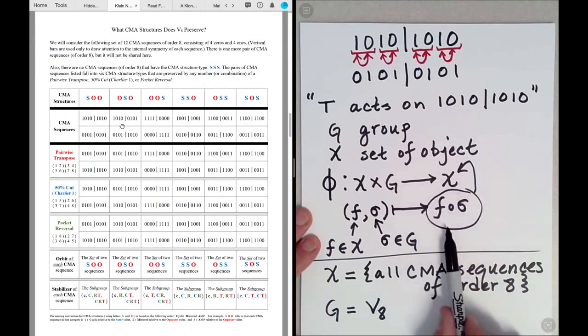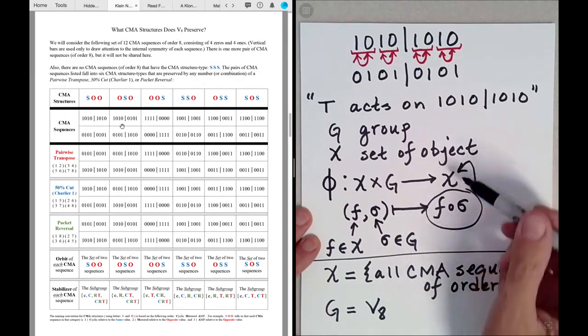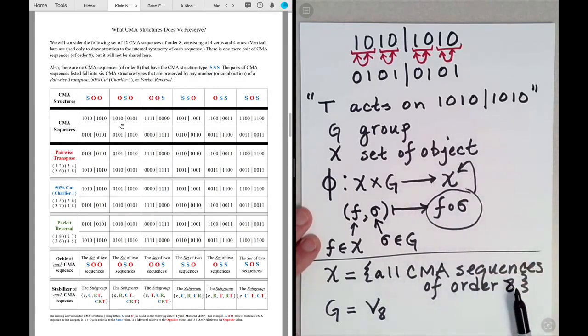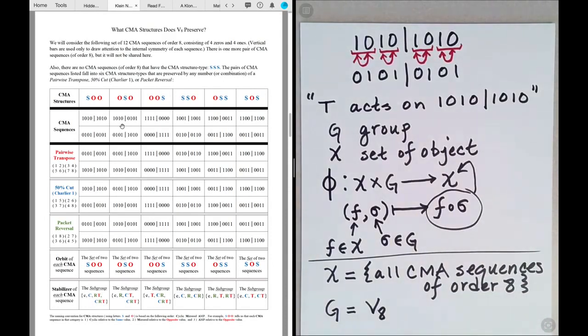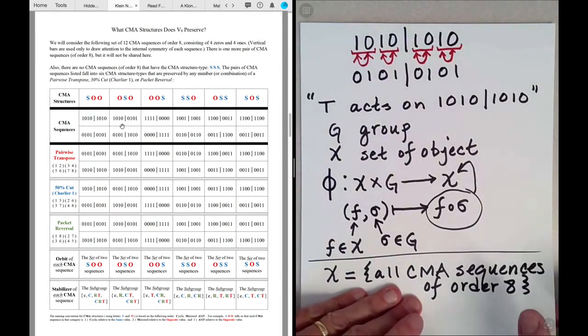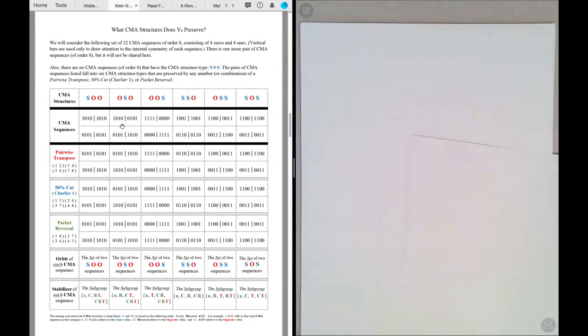Namely, this composition will fall back in here of the set of CMA sequences. And then function composition actually will satisfy the requirements for a group action. If you remember, there is a, quote, identity requirement, and there's also a compatibility requirement, which is essentially an associativity requirement.